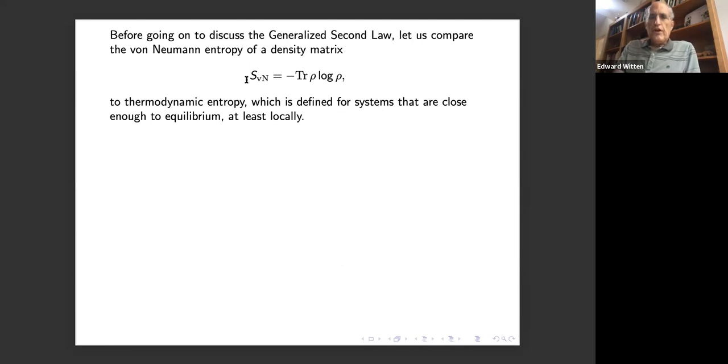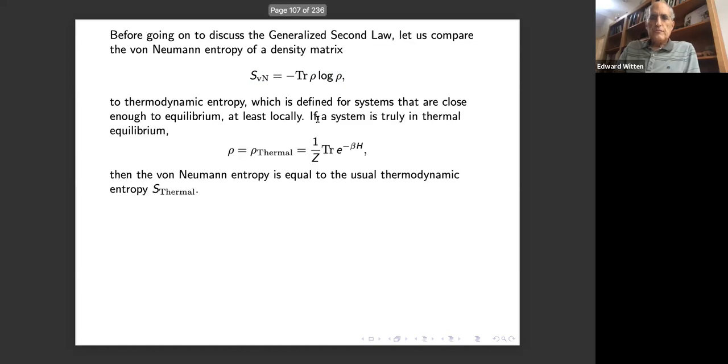Microscopically, we might say that the entropy of a quantum system is given by the von Neumann entropy. The thermodynamic entropy is only defined for systems that are close enough to equilibrium, at least locally. But the von Neumann entropy, of course, is always defined. So the relation between the two is that in thermal equilibrium, the two types of entropy are the same. Of course, in general, they're not the same. And the von Neumann entropy can be much less.